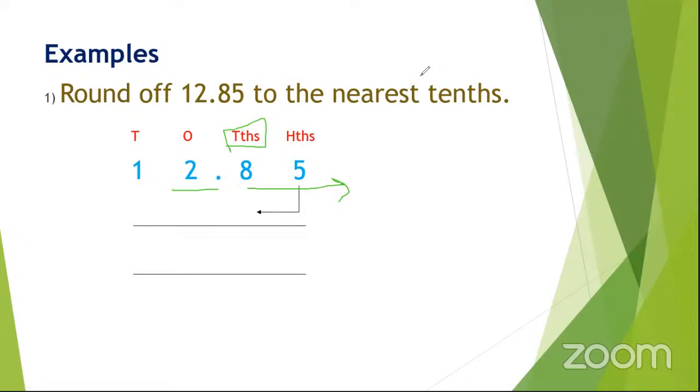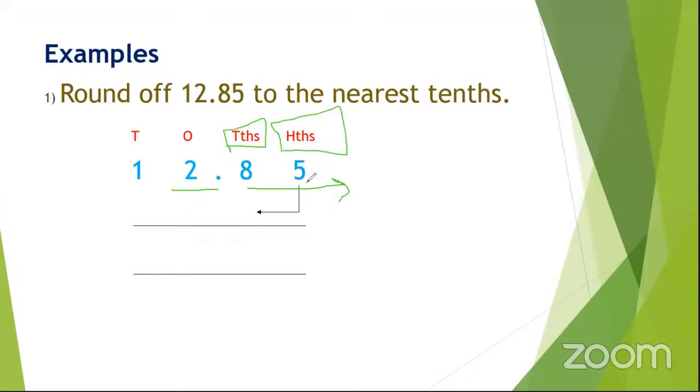So from the tenths place value to the right hand, you find that the nearest place value there is hundredths. Why do we consider hundredths? Because it is near and it is the immediate place value on the right hand. It is the nearest place value on the right of the required place value. So we shall consider hundredths.